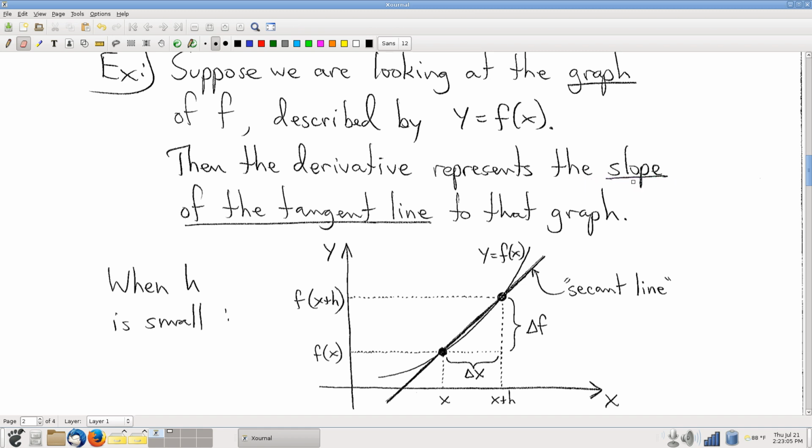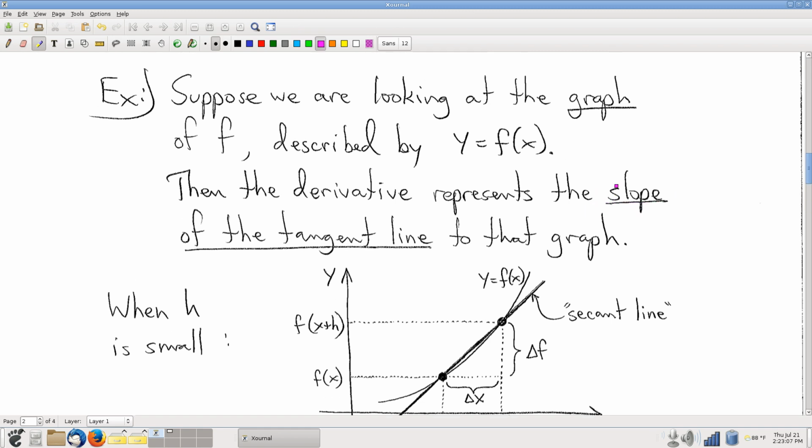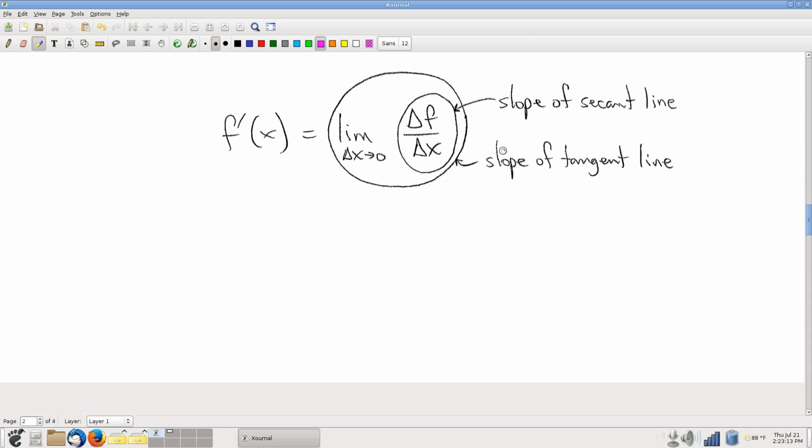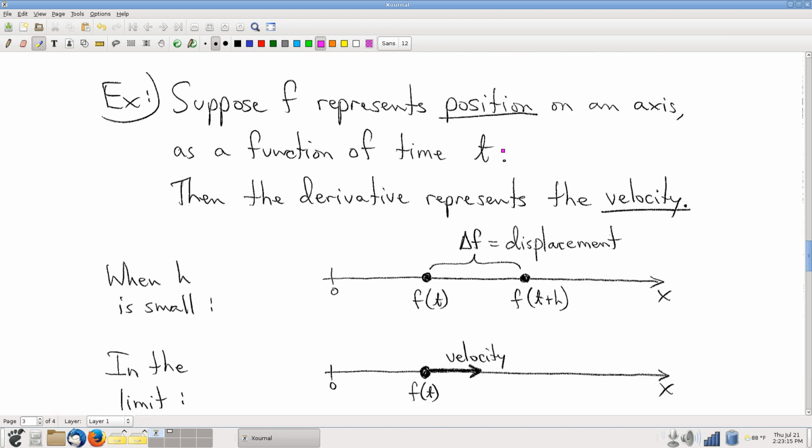Now, critically, note that this makes sense only when you're looking at the graph of the function in question. Now, importantly, sometimes you aren't. Let's consider another scenario where you have a function that represents position on an axis as a function of time. So here we're not looking at the graph of this function f. Position is just represented by where you are on an axis. And we think of this position as changing at different times.